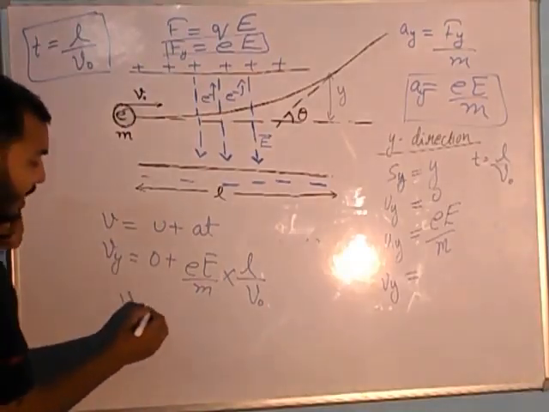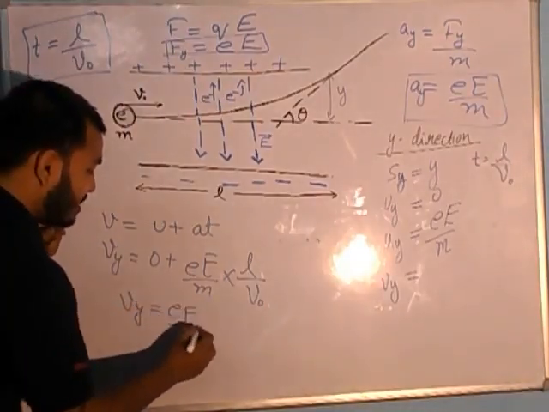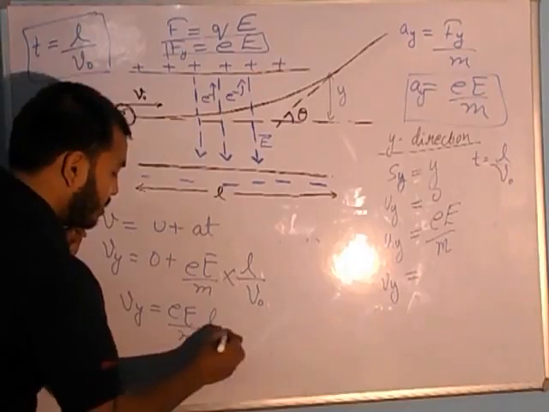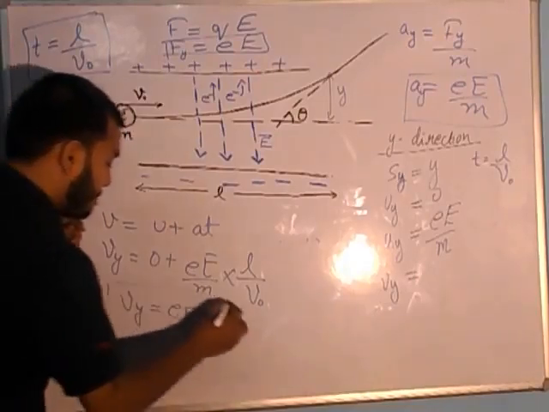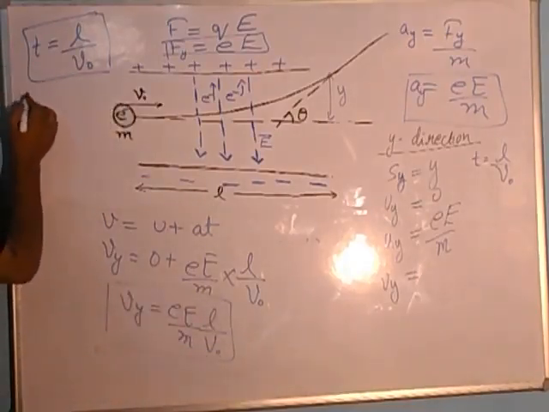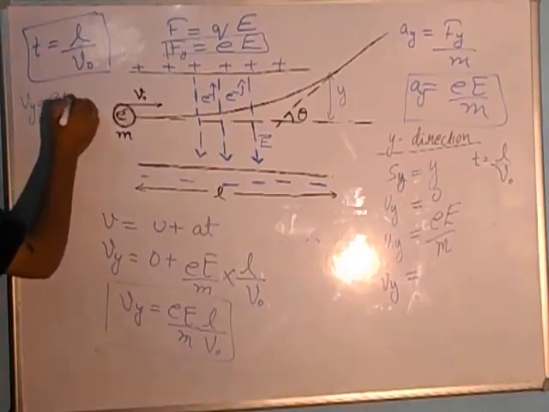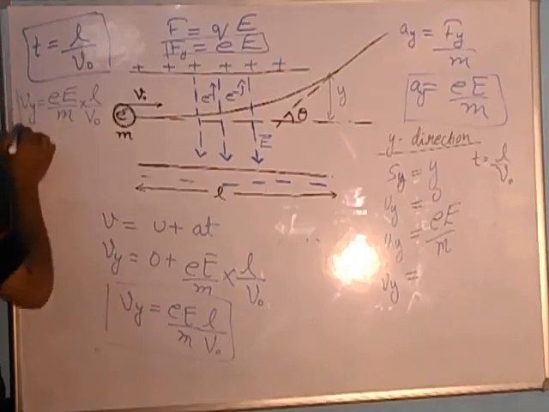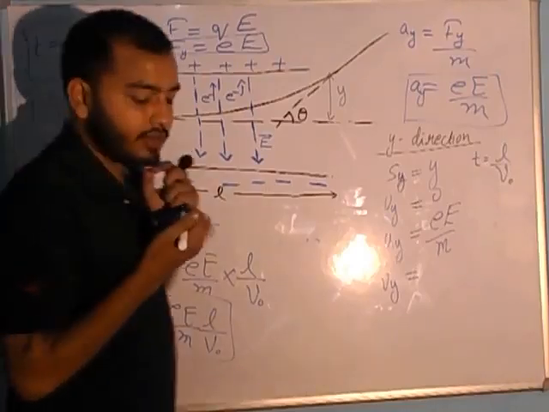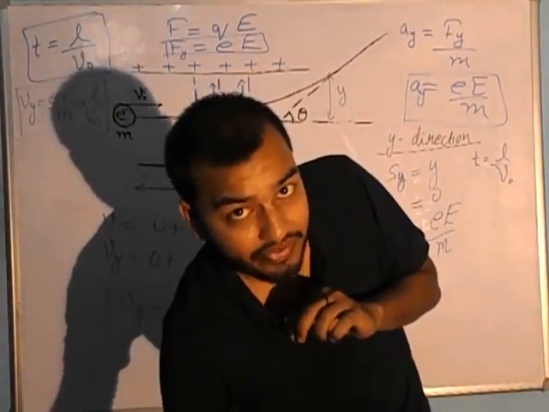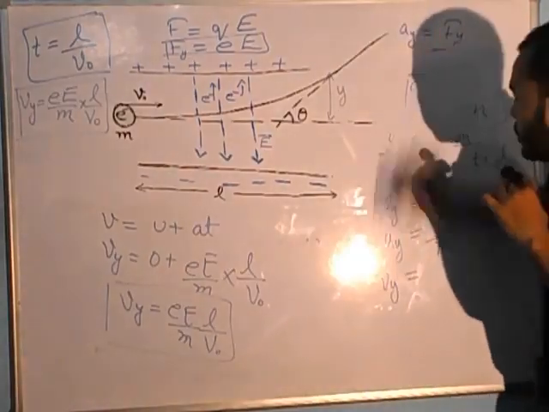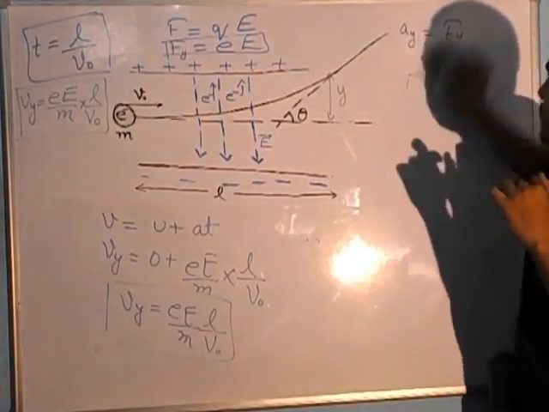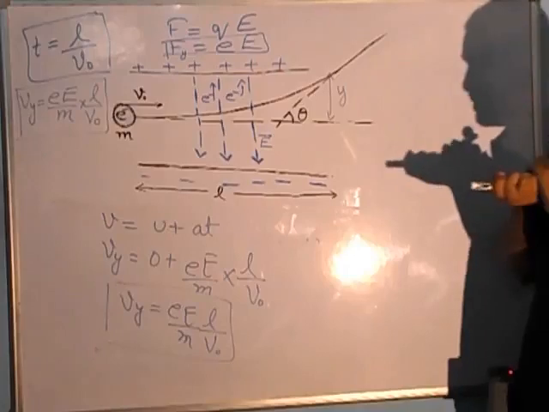So the velocity in the y direction becomes E divided by m multiplied by L divided by v naught. This is the velocity of the electron in the y direction, E divided by m multiplied by L by v naught. This is the vertical velocity of the electron when it emerges out of the field, that is over here. Now I need to calculate this angle theta.